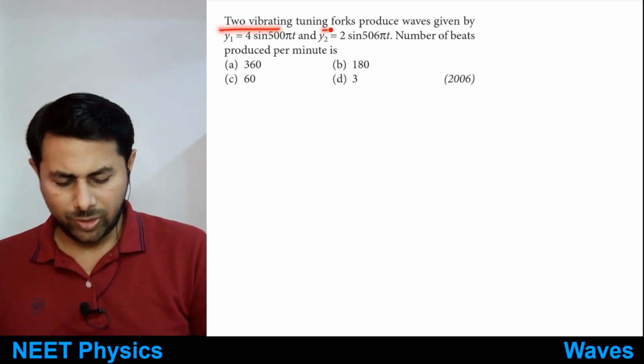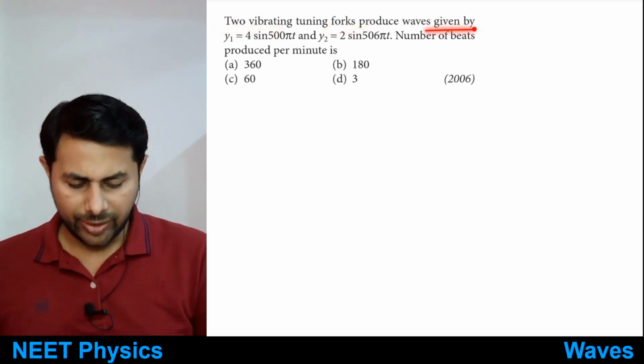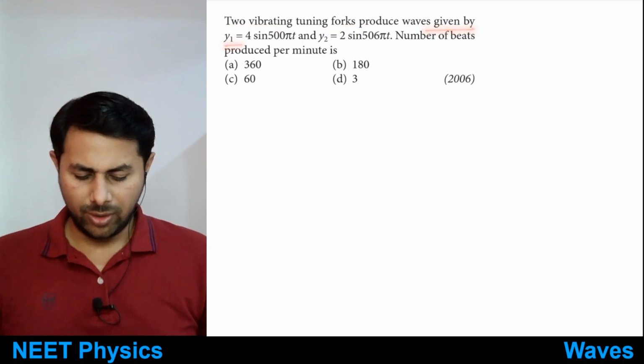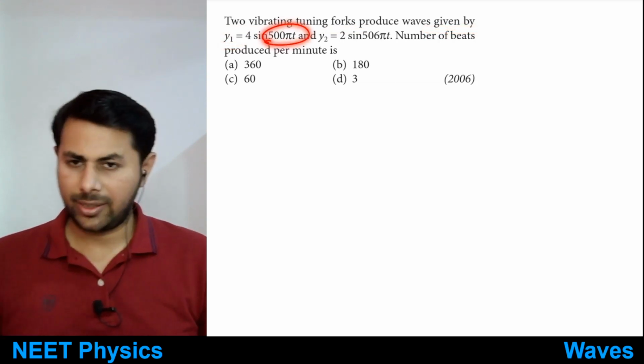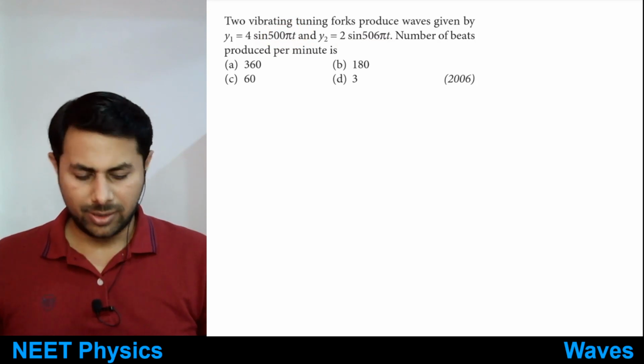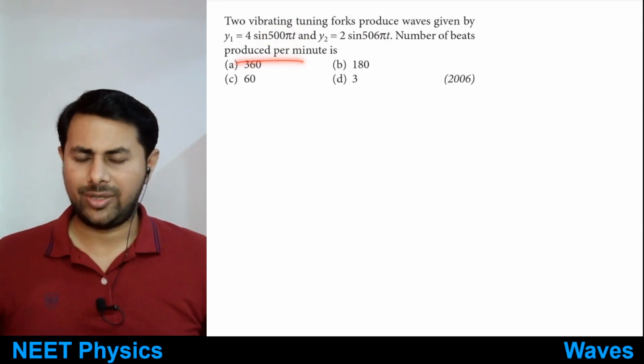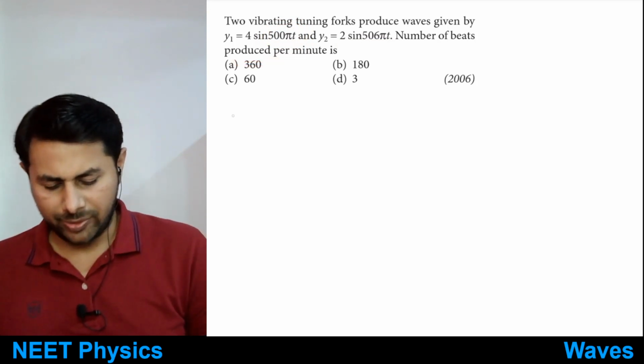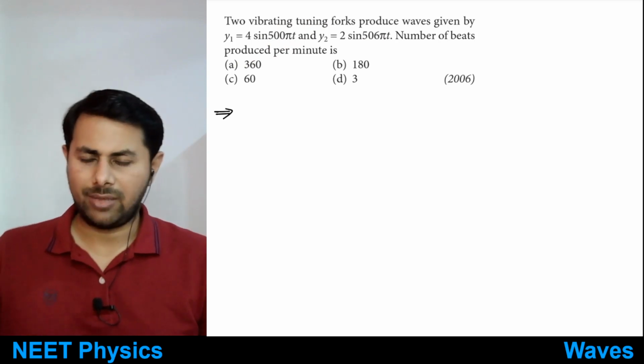Two vibrating tuning forks produce waves given by y1 equals 4 sine of 500 pi t and y2 equals 2 sine of 506 pi t. The number of beats produced per minute is, how many beats are produced per minute? Tell me.